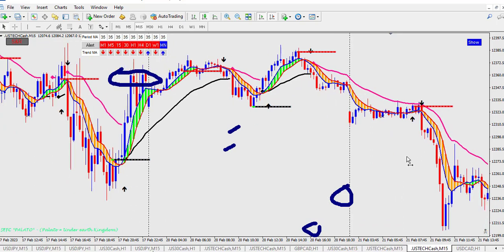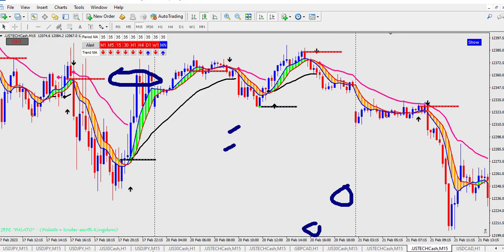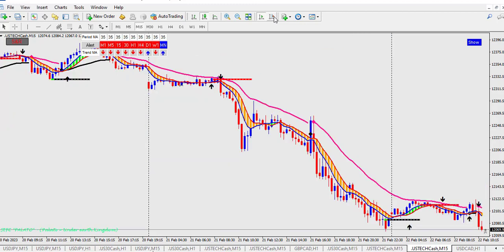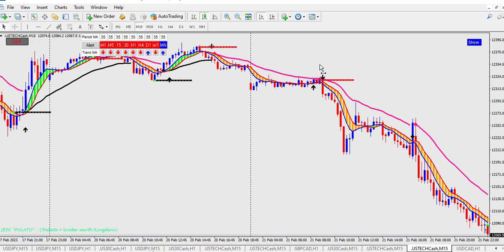This bar, this indicator. So let's move on and let me show you how to use it. Here it is on the US Tech 15-minute time frame, and this is how to use this particular strategy.